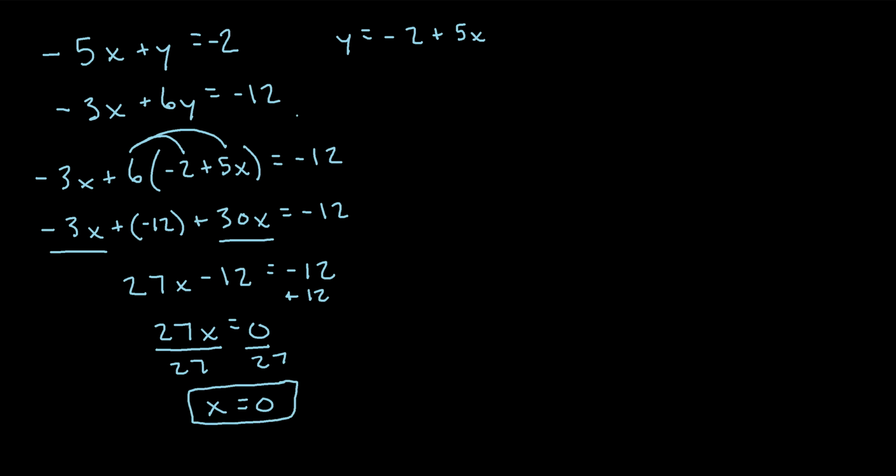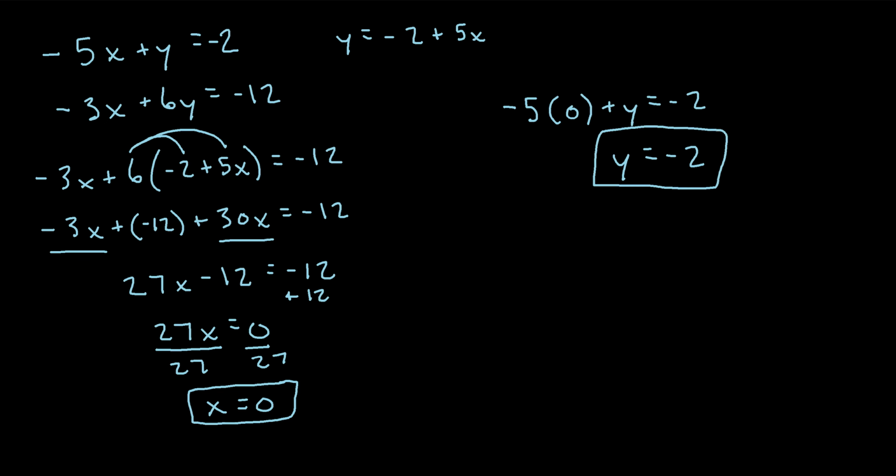Now that we know that, we can plug that back into this first equation up here. So we get negative 5 times 0 plus y is equal to negative 2. So negative 5 times 0, that's just 0. So we're left with y is equal to negative 2. And that's our answer. So we can write our final answer as a coordinate pair, 0, negative 2. That is the solution to these two equations.